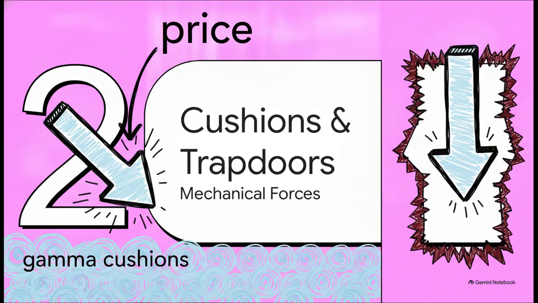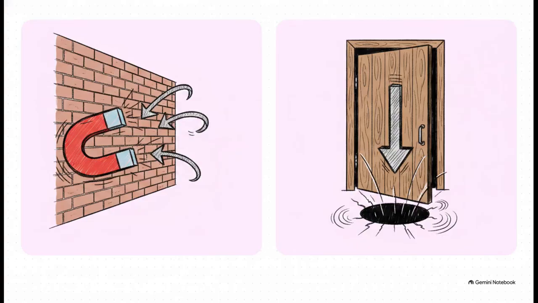Now that we have the map, let's look at Section 2, cushions and trapdoors. The map is divided into 2 totally distinct zones. First up, we've got positive gamma walls. These act like sticky magnets and cushions.